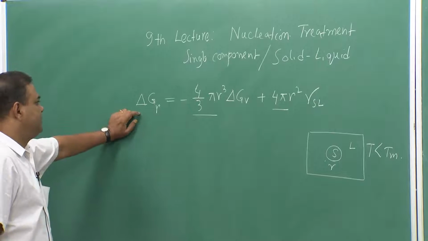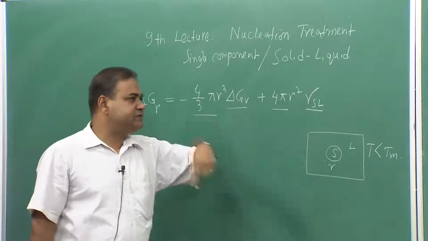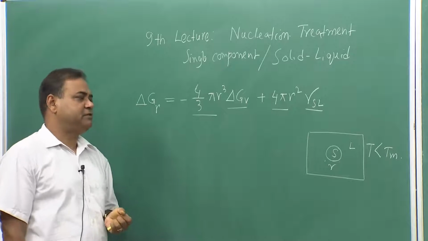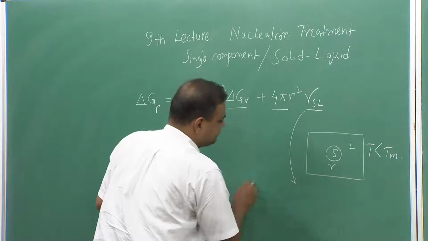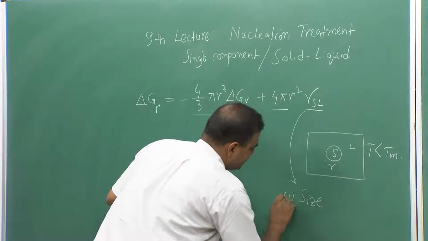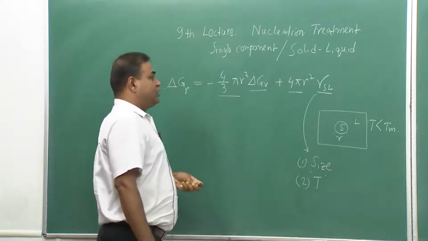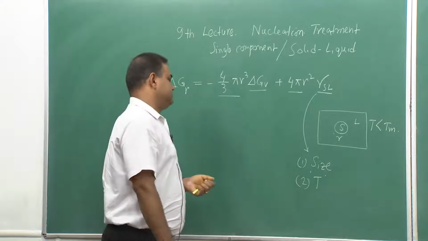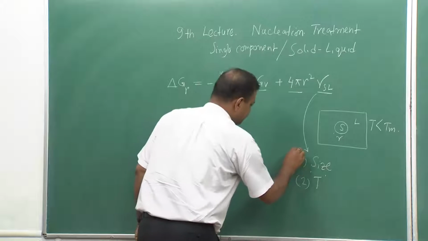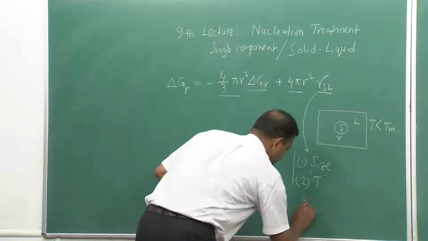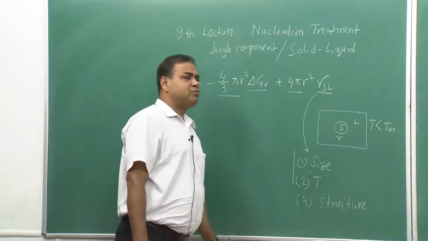Now, once we have this, there are terms, for example, the del G V term and the gamma S L term. This gamma S L, which is the surface energy or the interfacial energy for the solid liquid interface, can depend on various factors. For example, it can depend on size. That means, if the radius increases or decreases, this can change. It can depend on temperature, because the interface is always a kind of entropy term, and that entropy term would also depend on temperature. Also, it depends on the structure of the interface. So, there are several factors, and these are the major ones.